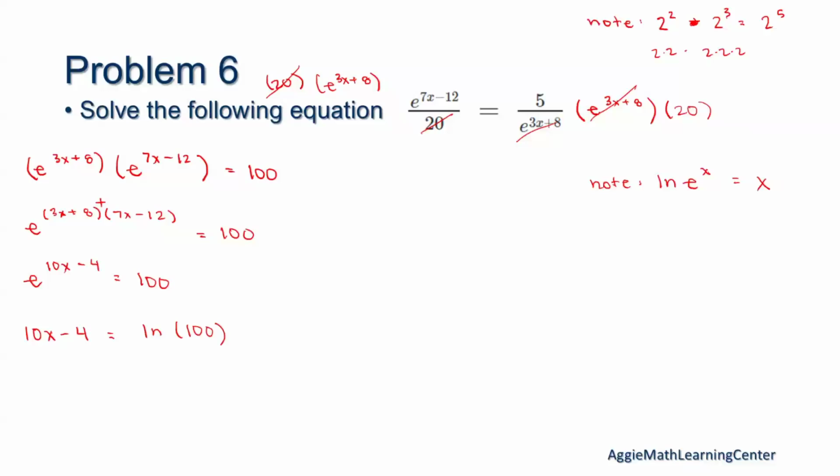Okay, I'm seeing mostly confident faces, so I'm going to move on. Now all I need to do is solve for x. So I'll add 4 to both sides: 10x equals natural log of 100 plus 4. And so if we divide that whole thing by 10, we will have solved for x.